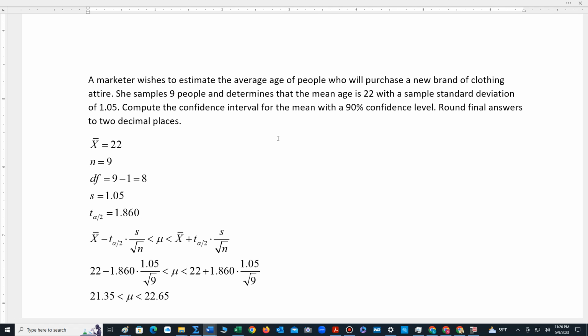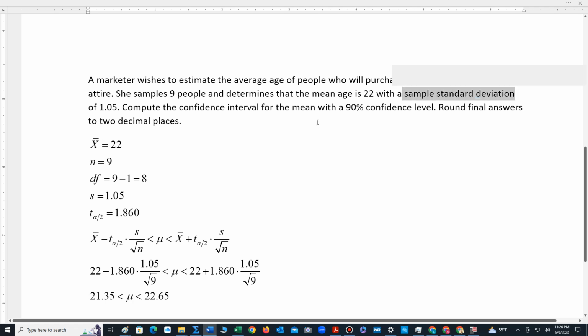She samples 9 people and determines that the mean age is 22 with a sample standard deviation of 1.05. Compute the confidence interval for the mean with 90% confidence level. Round the final answers to 2 decimal places. So the sample mean, x bar, is 22.